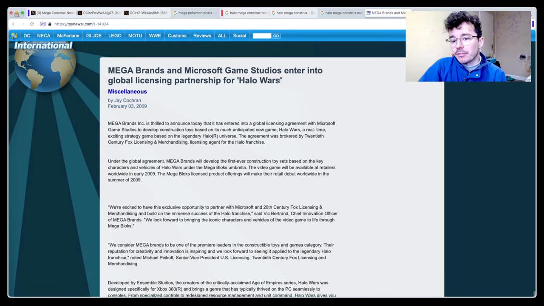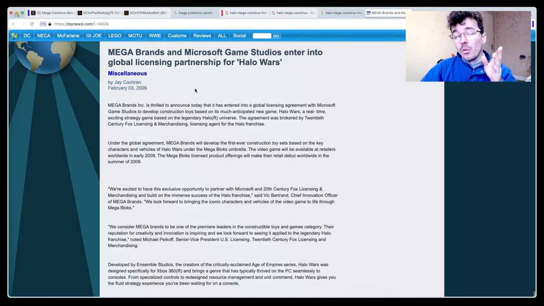Mega Brands and Microsoft Game Studios enter into global licensing partnership for Halo Wars. Because remember, when they originally had the license, it was for Halo Wars, and then they expanded it to Halo the Authentic Collector Series, and then to Halo Mega Bloks and Halo Mega Construx and Halo Mega. It's been a long time.